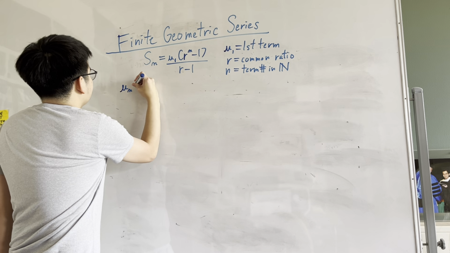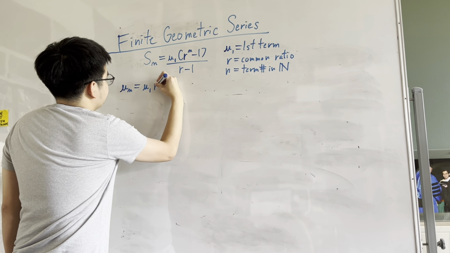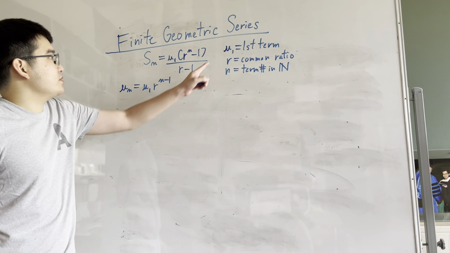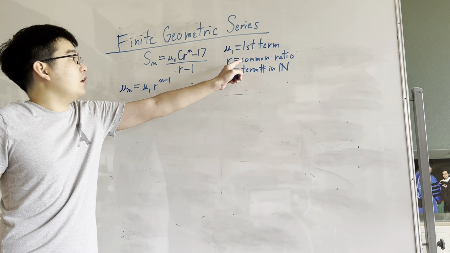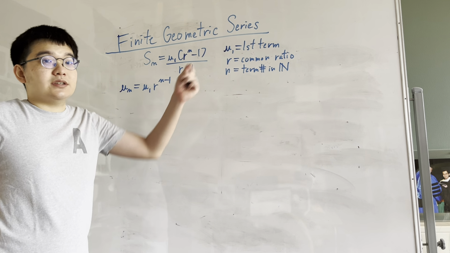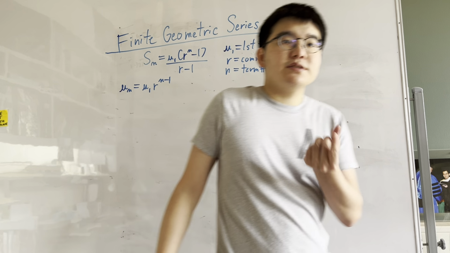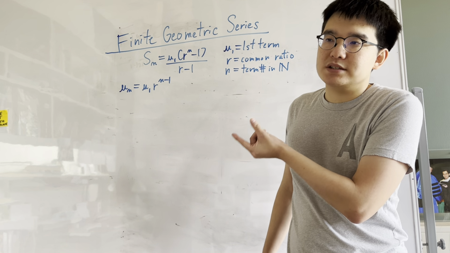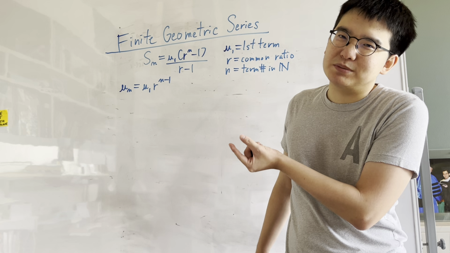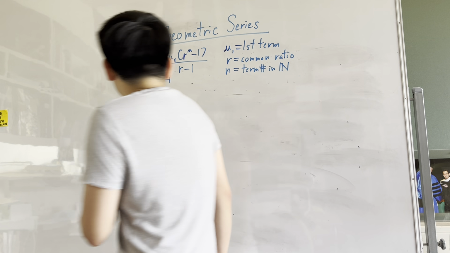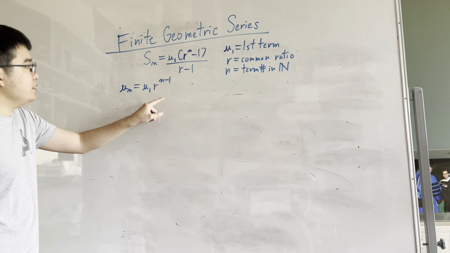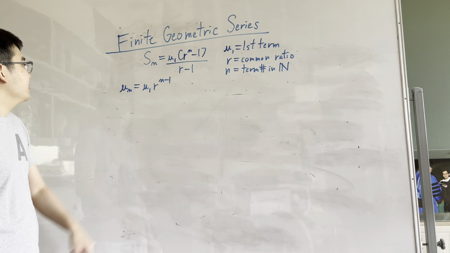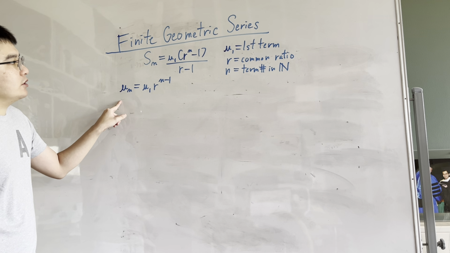U sub n equals u1 times r to the n minus 1, and they share some of the same terms which are mentioned over here. u1 is the first term, r is the common ratio. Instead of a common difference where you add and subtract by the same thing, a common ratio is you multiplying and dividing by something. If you're dividing, you're technically multiplying by a fraction. And it's indexed to n minus 1 for counting purposes. And yeah, un is the nth term.